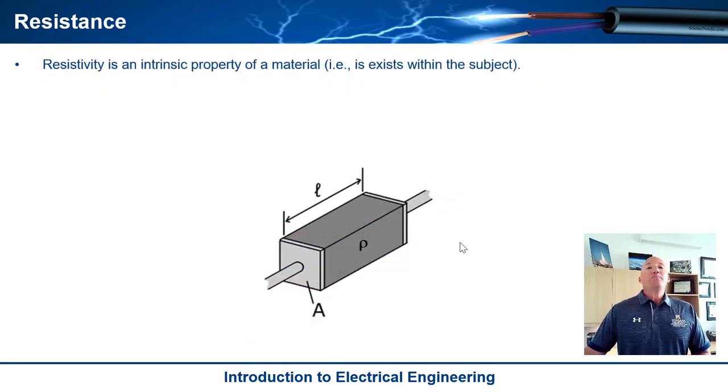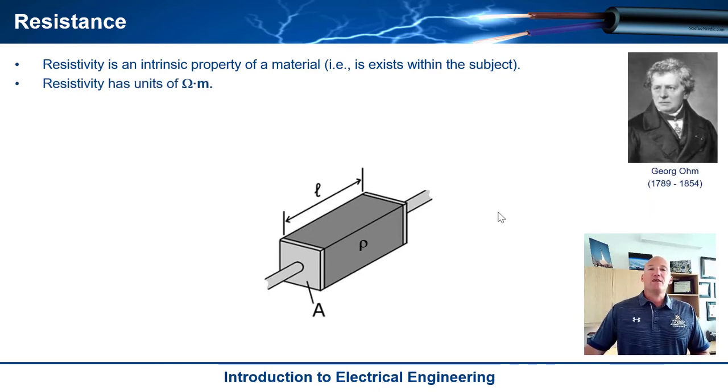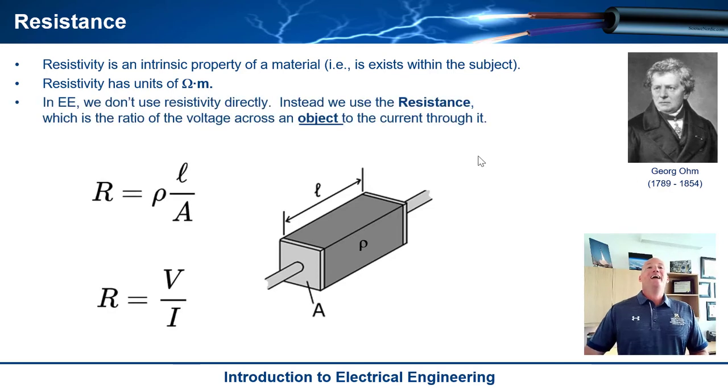Okay. Now, resistivity is an interesting thing because it's not terribly useful by itself, because it's an intrinsic property of a material. And so it exists within the material. It does have units of what we call ohm meters. Okay, so this is the ohm symbol right here. And of course, that's named after George Ohm, who worked in this area. And we don't really use resistivity directly.